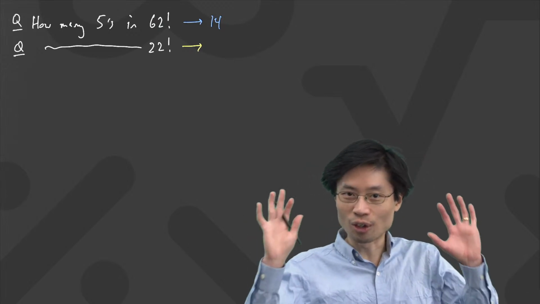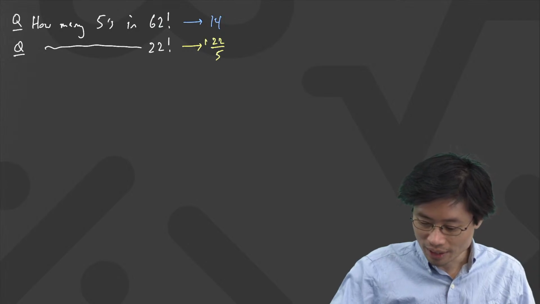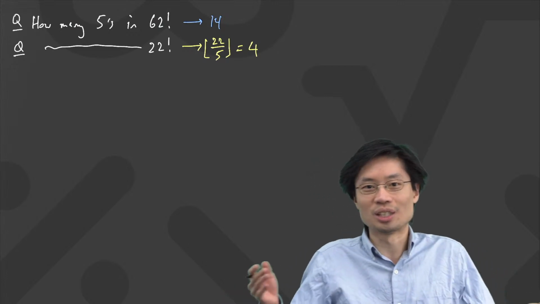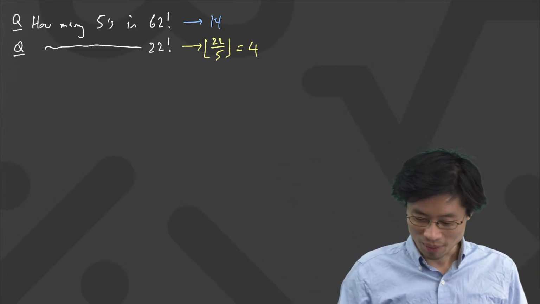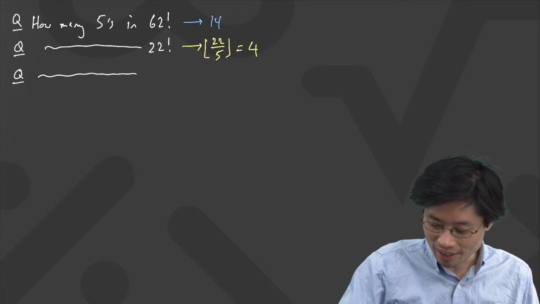I see an answer. 4. Because in this case, I just do 22 divided by 5, round down, and that's it. Because there's no point going to divide by 25. You're not even getting to 25. Okay? Let's do the last question around the 5s. How many 5s are in 40 factorial?